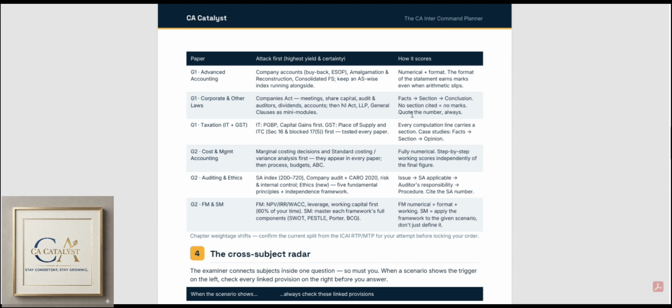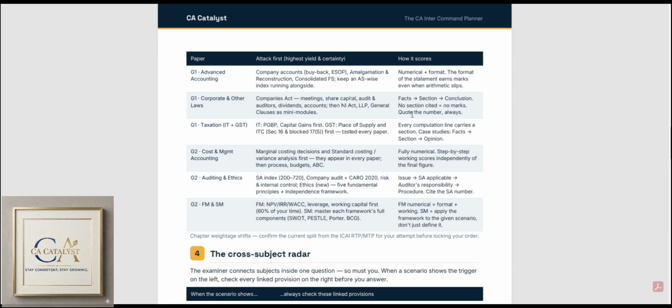Remember that if you quote a wrong section and then explain, because of the wrong section the entire answer will not be checked, and it will be marked as 0. So remember, no section number, no marks for that section part, but partial marks you will get.